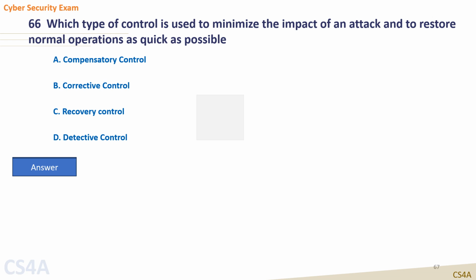Here the question is, which type of control is used to minimize the impact of an attack and to restore normal operations as quick as possible? So it's kind of recovery. So how soon can we recover the normal operation? So the best answer is C, recovery control.